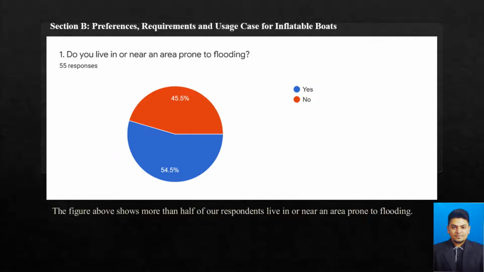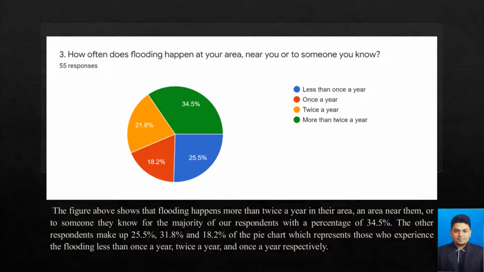This figure shows that more than half of our respondents live near an area prone to flooding. This figure shows that for the 35% majority of our respondents, flooding happens more than twice a year around them or to the people they know. On the flip side, for almost 26% of our respondents, it happens less than once a year. It happens twice a year for the third majority and once a year for the last majority, which consists of 22% and 18% respectively.